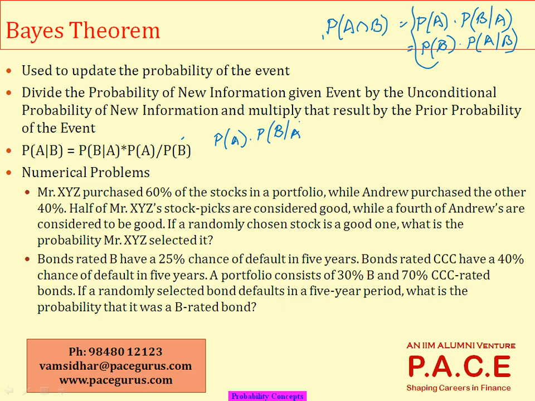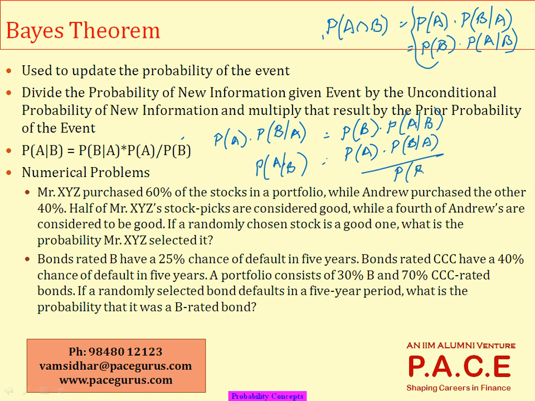P of A multiplied by P of B given A is equal to P of B multiplied by P of A given B. Now from this I can very well find out P of A given B, take it to the other side, which gives me P of A into P of B given A divided by P of B. And this is what is called a Bayes theorem. What it is saying is, look at this.